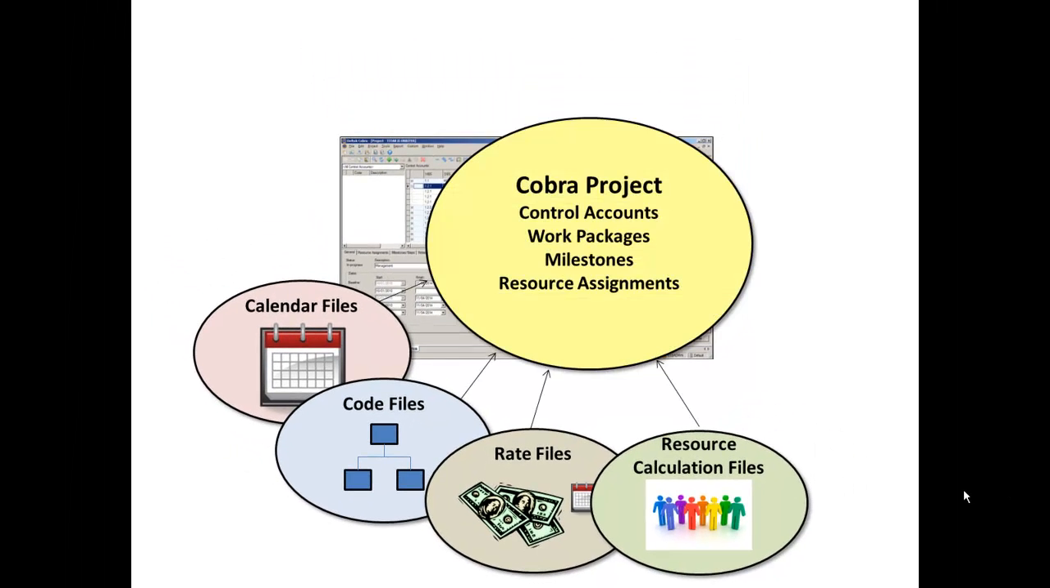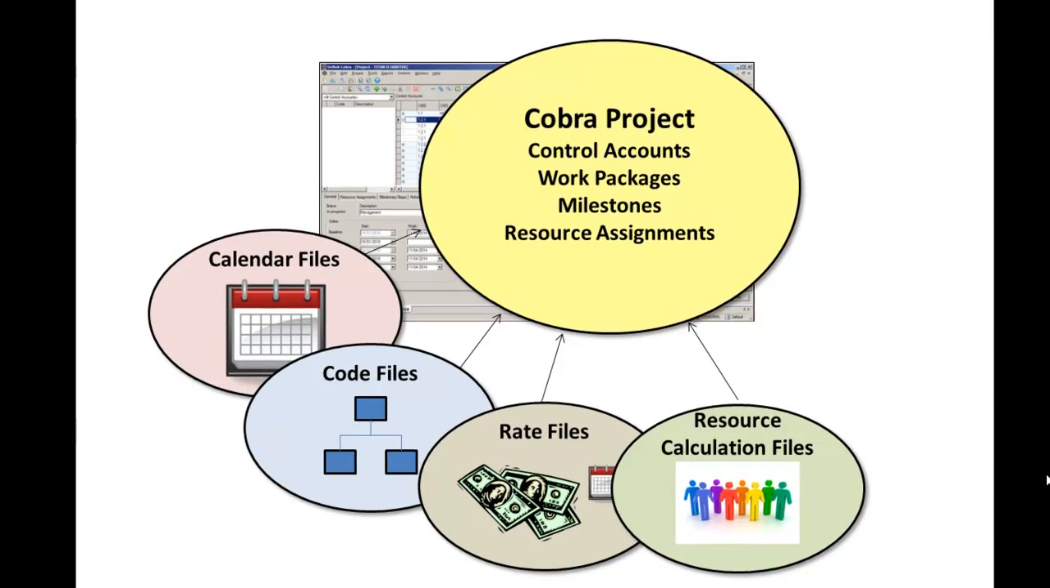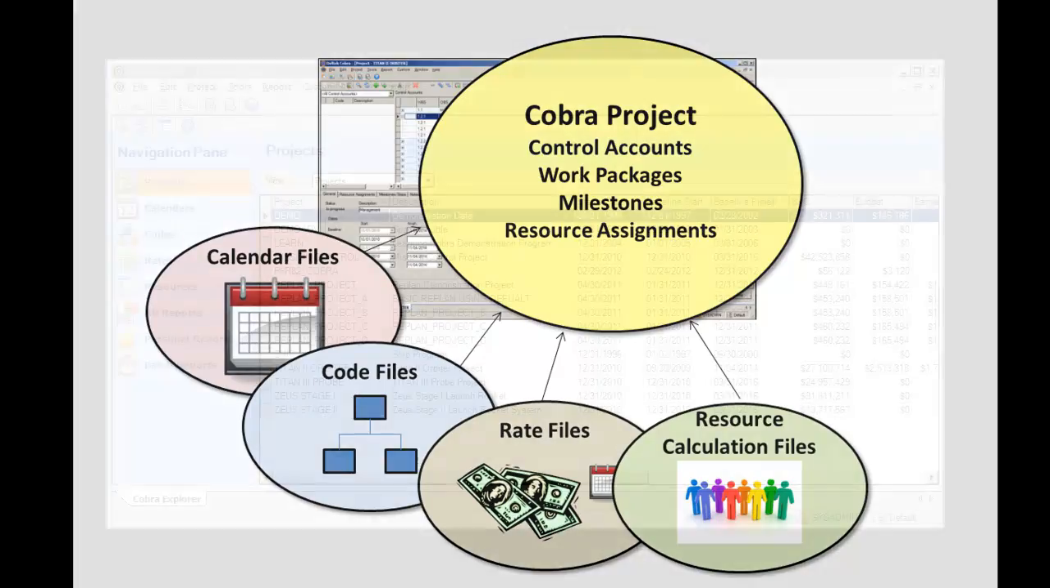costs for the project. From here on, a Cobra project is simply an assembly of all these ancillary files which support all the control accounts, work packages, milestones, and resources that make up the project. Cobra then uses the ancillary files to determine reporting periods, validate WBS elements, and calculate planned, earned, and actual costs.